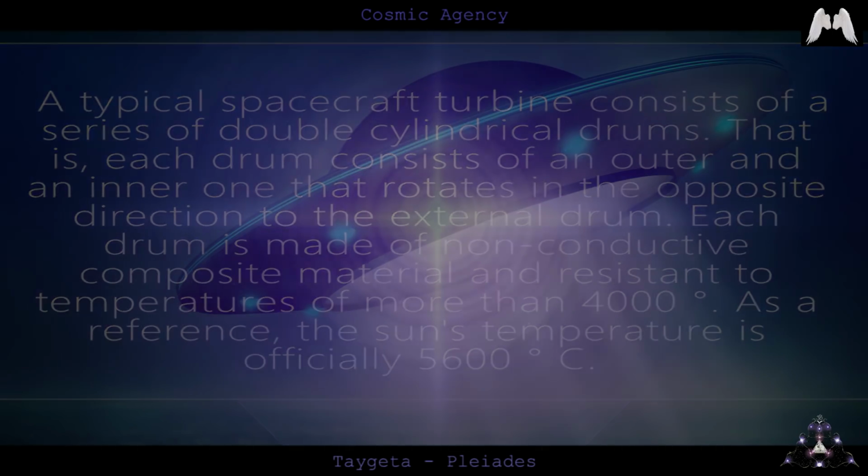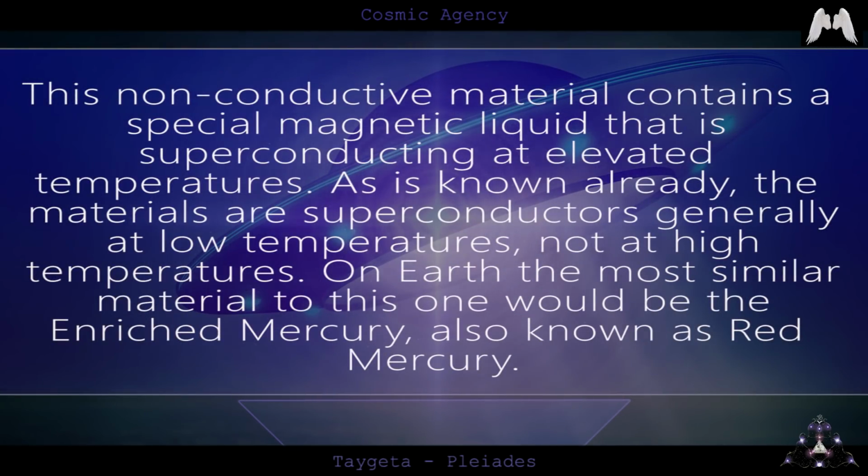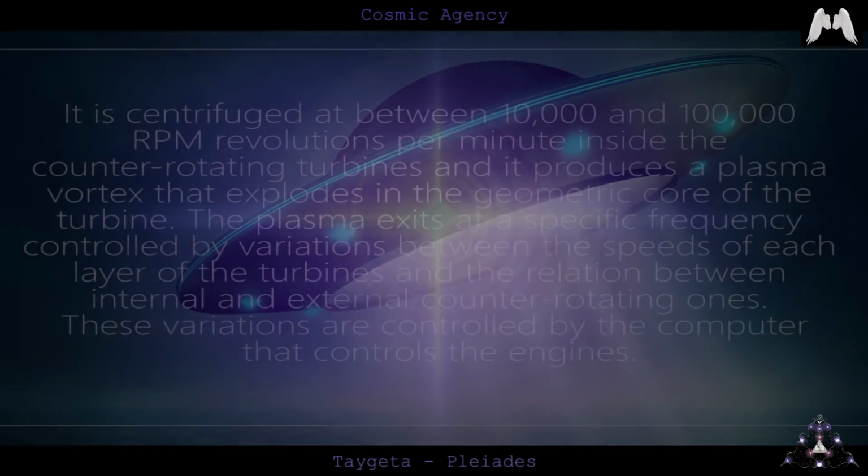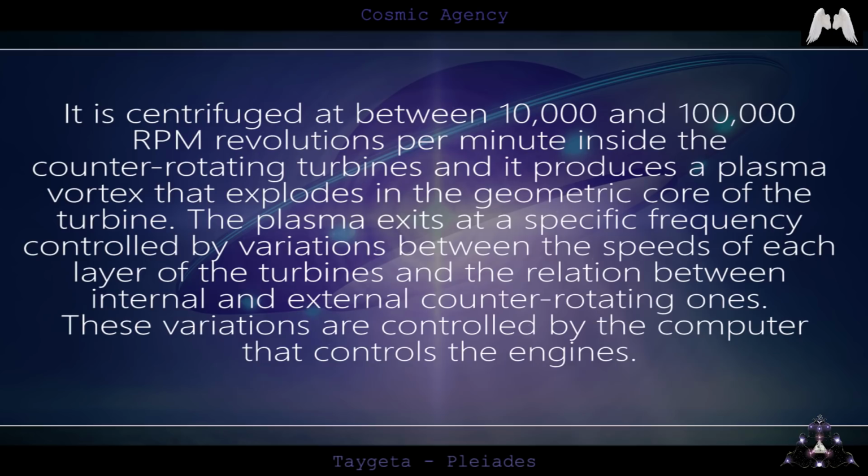5,600 degrees Celsius. This non-conductive material contains a special magnetic liquid that is superconducting at elevated temperatures. As is known already, materials are superconductors generally at low temperatures, not at high temperatures. On Earth, the most similar material to this one would be the enriched mercury, also known as red mercury. It is centrifuged at between 10,000 and 100,000 RPM, revolutions per minute, inside the counter-rotating turbines, and it produces a plasma vortex that explodes in the geometric core of the turbine.